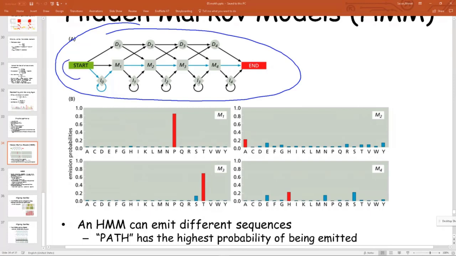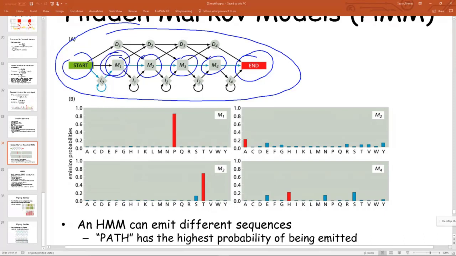There's a start position and an end position. The entire thing represents a sort of signature, and this signature has been created from a set of known sequences belonging to that family. So we have match states here. These match states are responsible for emitting an amino acid character.